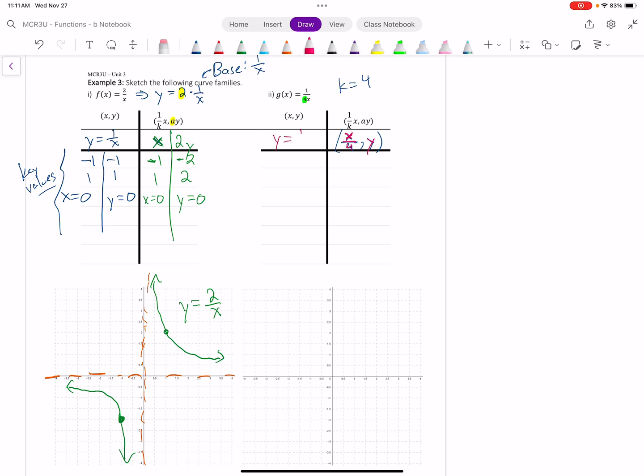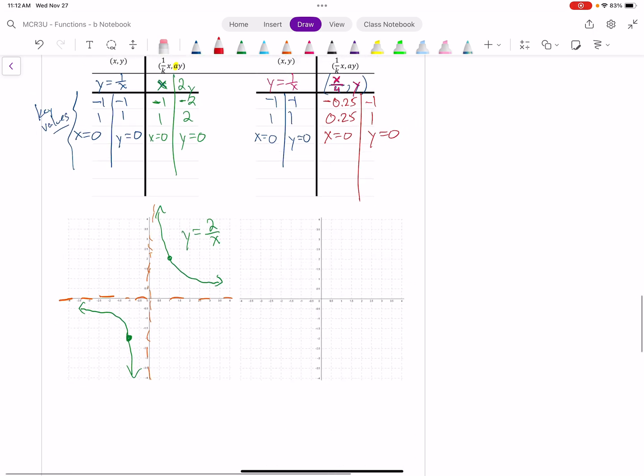And my base function, 1 over x. And my key points, just copy those from the previous one. And I'm now going to divide the x's by 4. So this becomes negative 0.25. My y value doesn't change. This one becomes positive 2.5. And when I divide 0 by 4, it just remains 0.